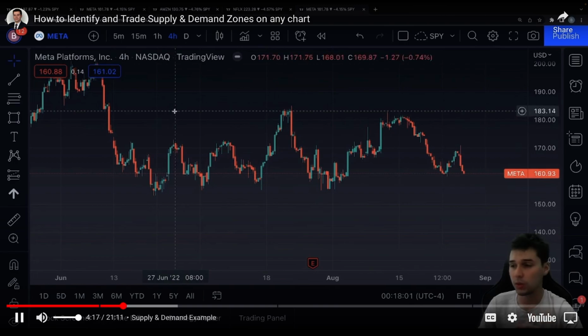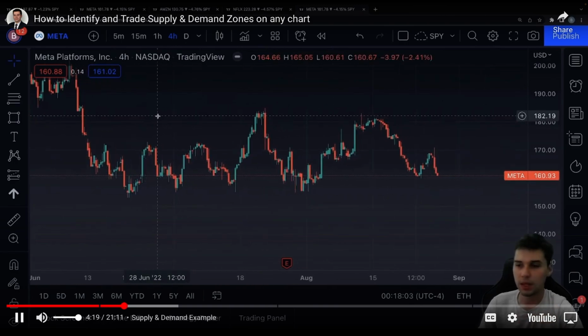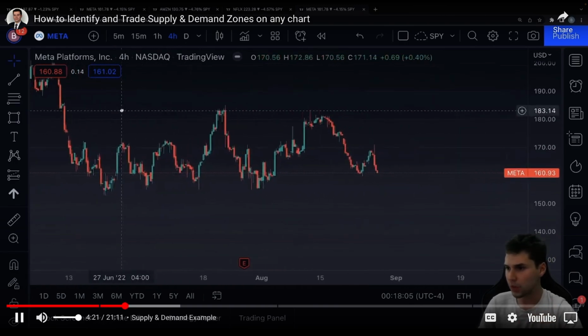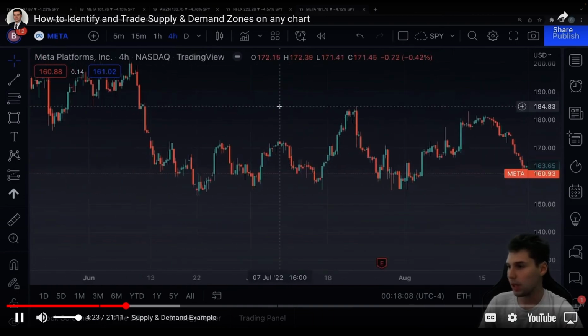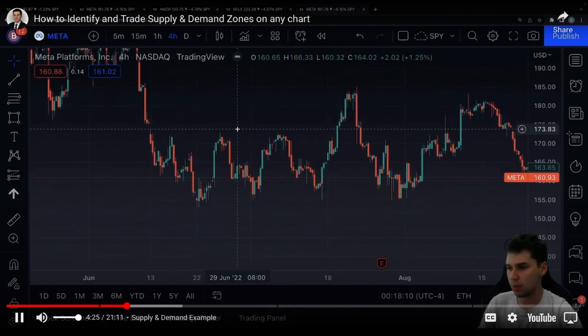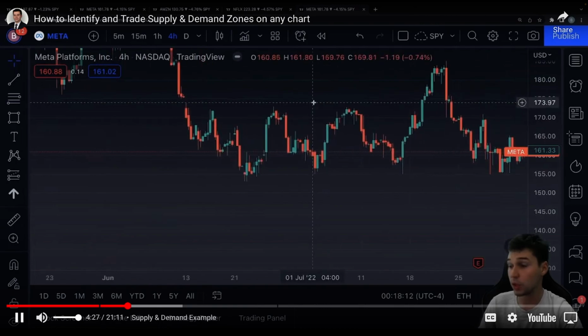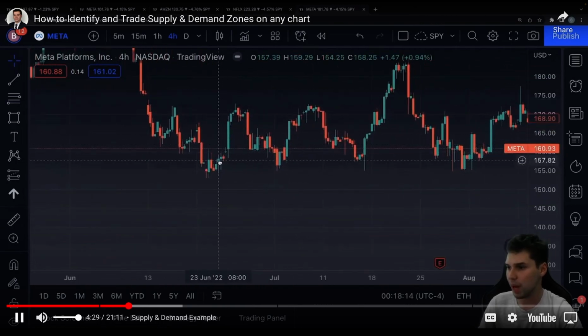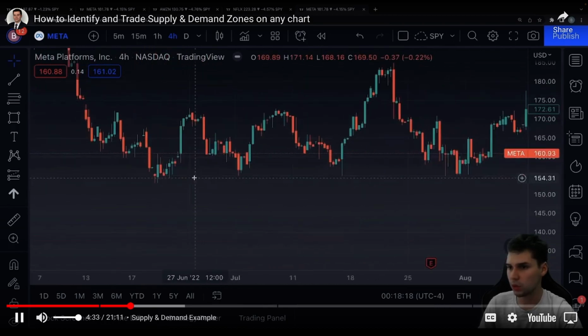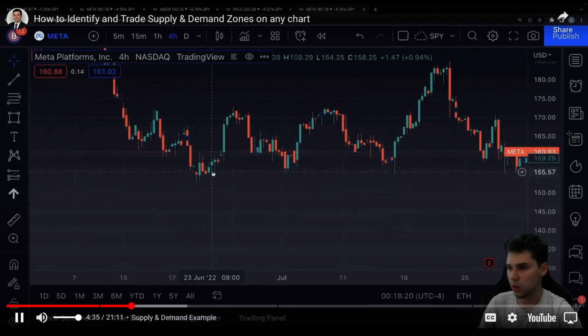And this is very critical to being an intraday trader, okay? So what we're going to do here is look for the first move up. The first aggressive move up sort of happened right here on June 23rd. So let's draw the box starting on June 23rd.